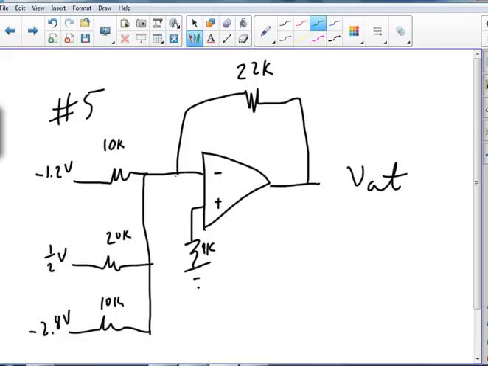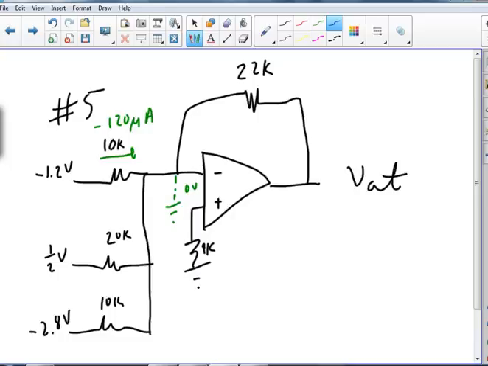We have a virtual ground sitting there, which means I have 0 volts sitting there. I have 1.2 volts and I have 10K, giving me 120 microamps, and it's going to be negative because it's flowing that way. So my current flowing this way is a negative 120 microamps. I got a 1/2 volt and 20K.